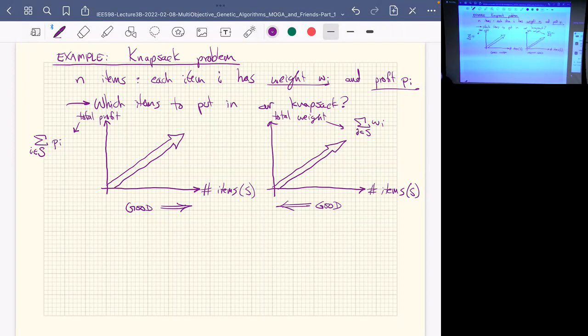So the question is, how do you decide which items to put in your knapsack, or even how many items to put in your knapsack if they were all roughly the same weight? There's a bunch of different ways you could do this, but they all come down to saying, what's more important, my total profit or my total weight? So what are some of the methods that you might have heard of, or that you might think of for solving this problem? Yeah.